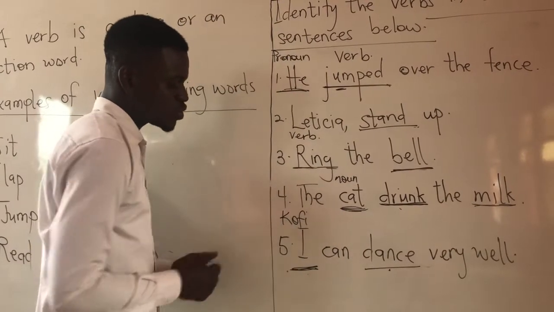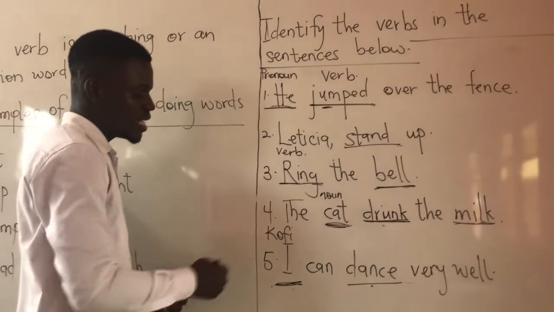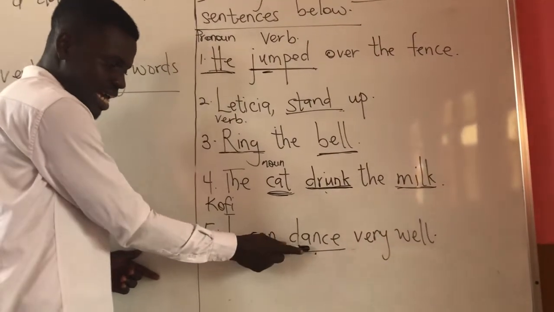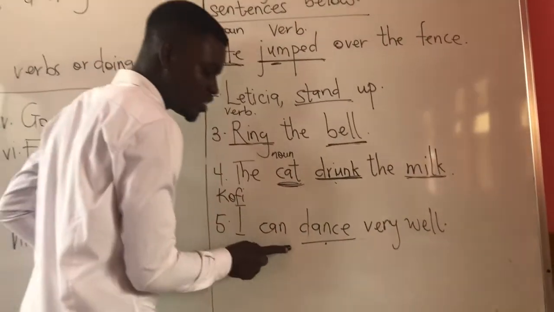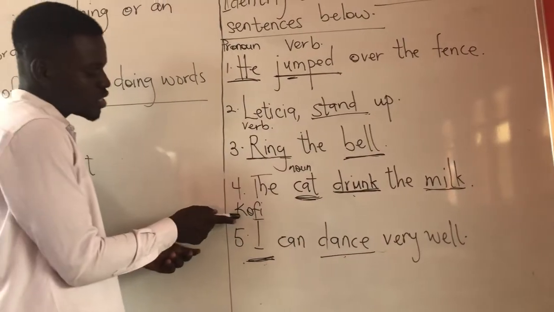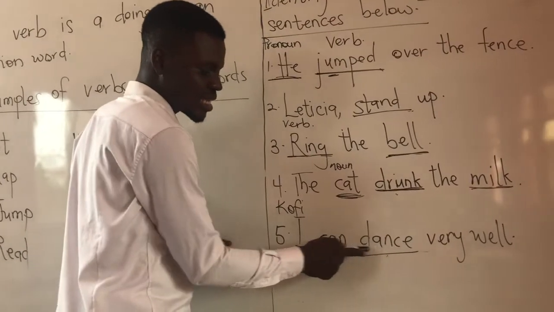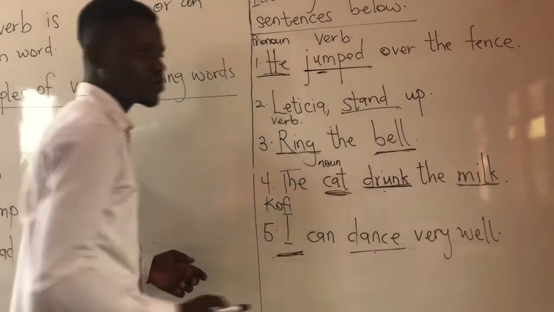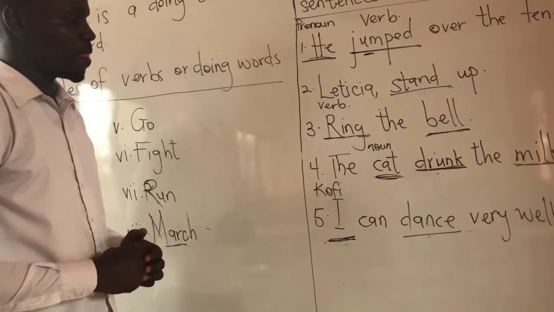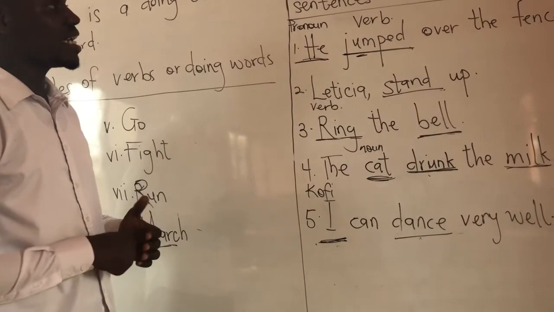Now, Kofi here is what? The noun. Okay, now this Kofi, what can he do? He can dance. Okay, so immediately you hear dance, what do you do? You perform an action, which is what? Dance. So that means Kofi can perform this action, which is dance, very well. I hope you understand.